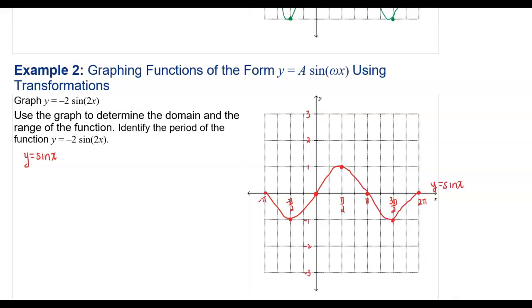And now let's take a look at y equals -2 sine 2x. We know the negative is going to flip it, reflect it, however you want to talk about it. The 2 stretches by a factor of 2.